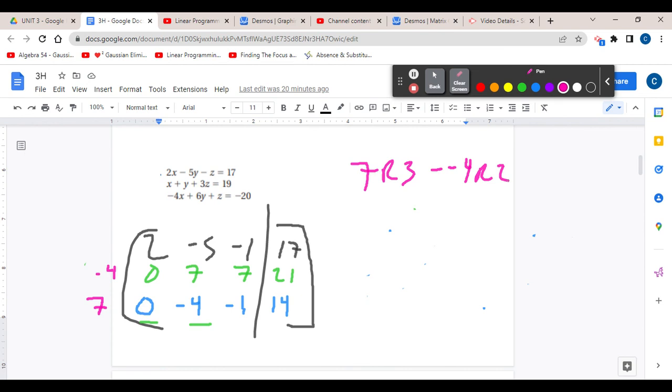So row 3 times 7: 7 times 0 is 0, 7 times negative 4 is negative 28, 7 times negative 1 is negative 7, and then 14 times 7, I want to say it's 98, yeah. All right, and then we're going to subtract negative 4 row 2. So negative 4 times 0 is 0. Negative 4 times 7 is negative 28. Negative 4 times 7 is negative 28. And then negative 4 times 21 is negative 82.